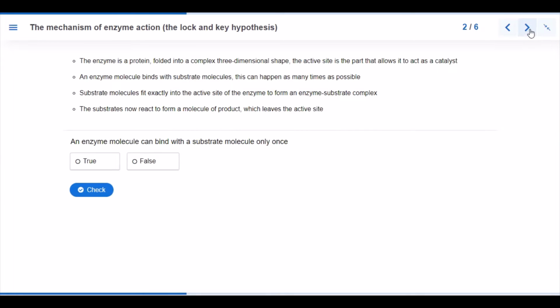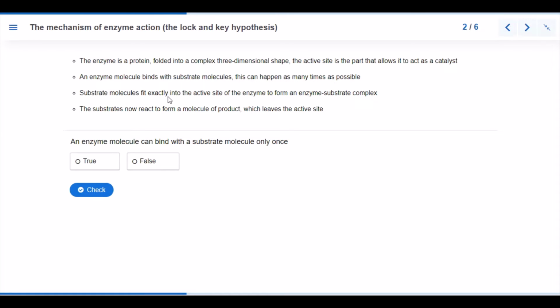The mechanism of enzyme action. The enzyme is a protein, like we have said before. It is folded into a complex three-dimensional shape. The active site is the part that allows it to act as a catalyst. The enzyme molecule binds with substrate molecules. This can happen as many times as possible, not just once.